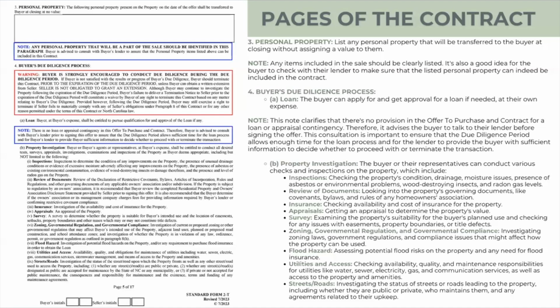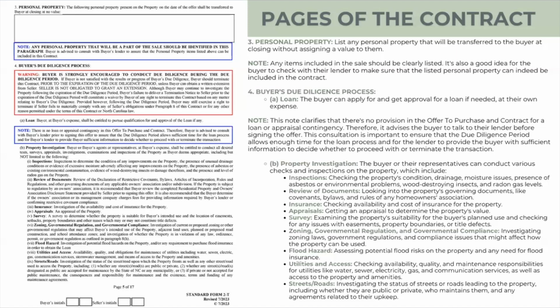B covers property investigation. The buyer or their representatives can conduct various checks and inspections on the property, which include inspections, checking the property's condition, drainage, moisture issues, presence of asbestos, or any environmental problems such as radon gas or insects. Review of documents, looking into the property's governing documents like covenants, bylaws, and rules of any homeowners association.